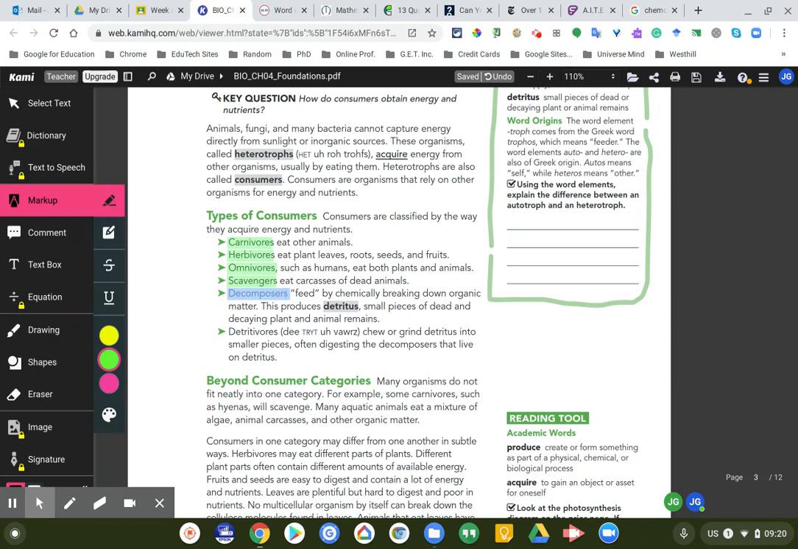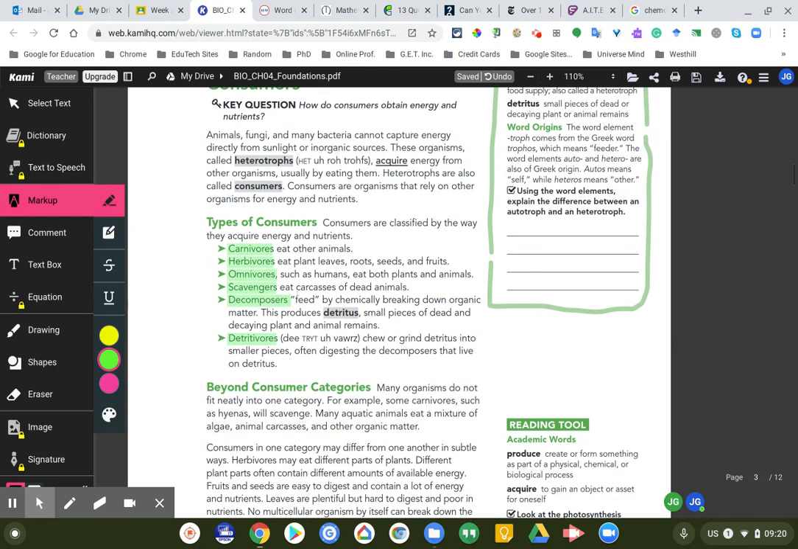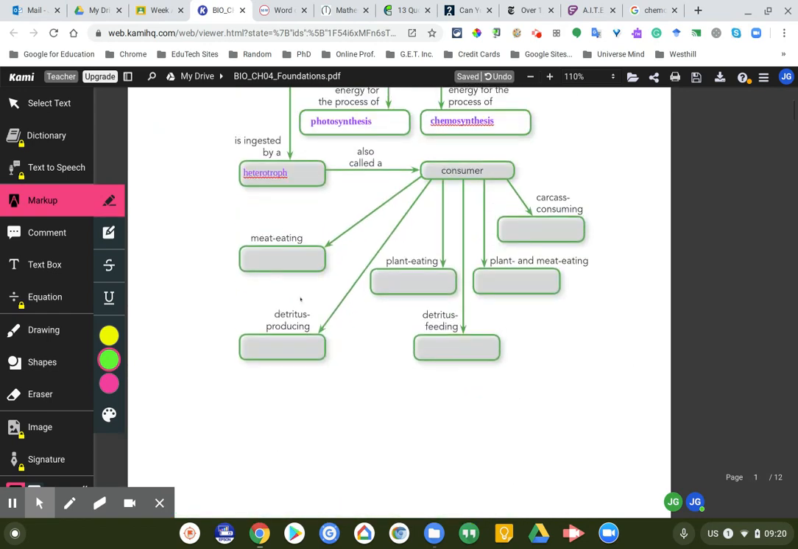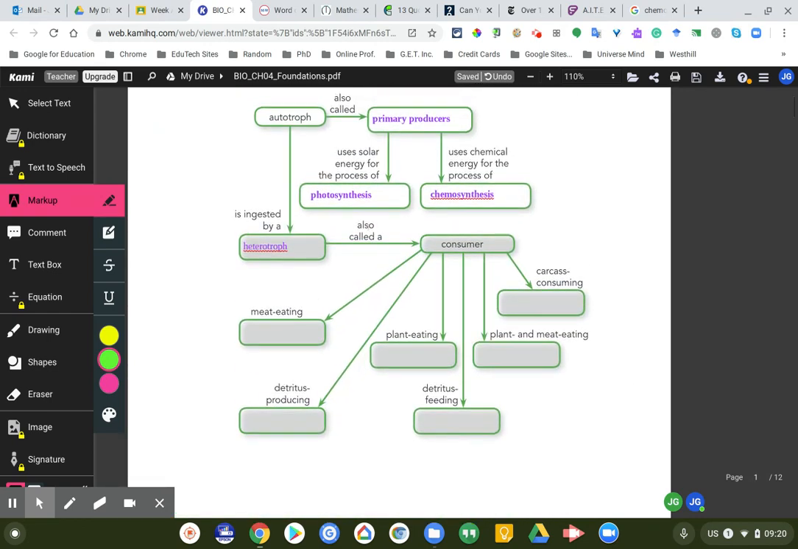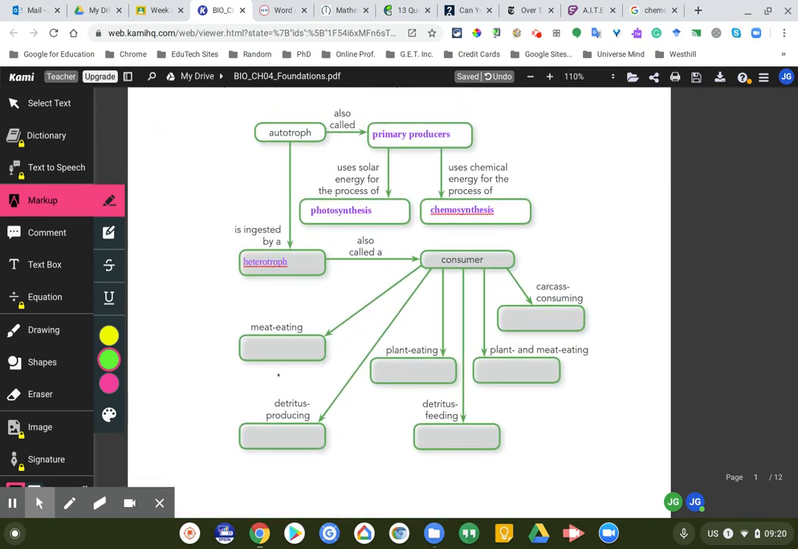And then detritivores chew or grind detritus into small pieces, often digesting the decomposers that live on detritus. Okay. So we have these different animals up here. Now I'm going to go back up to this, because there are some places here that we need to fill in with all these things that we just talked about.